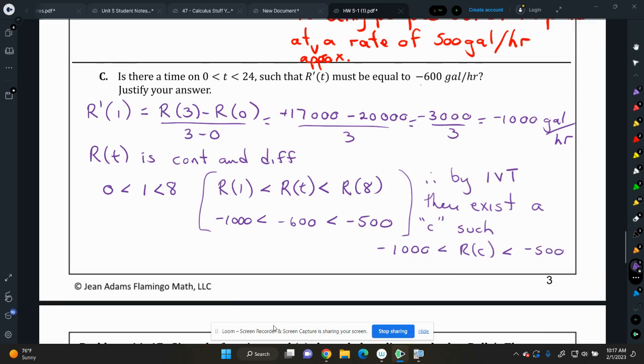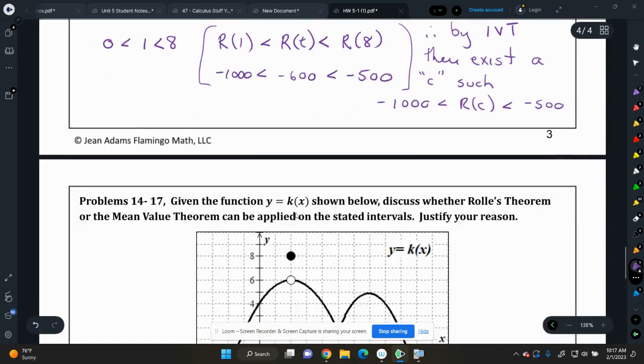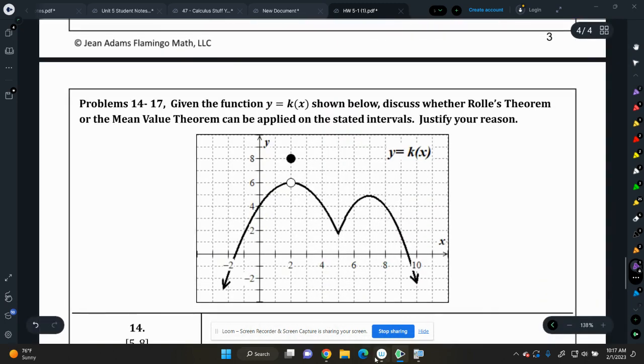So we want to show that that number falls in that range or on that interval. And then we can say by the intermediate value theorem, then there has to be a value in between. Okay? It's continuous, it's differentiable, and it falls between those values. I think I better stop talking. Okay. All right, these get tricky, but we're going to do a lot of them, so don't worry.